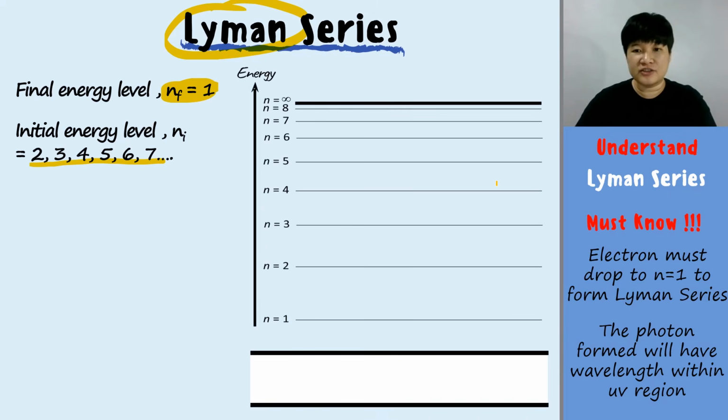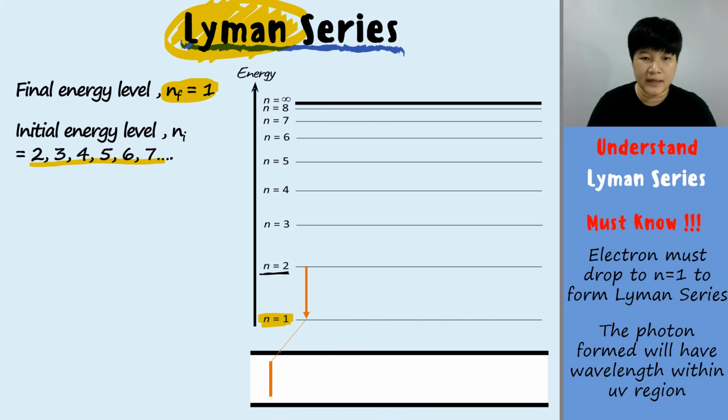Alright? So this is the energy level diagram that I'm looking at. Since we are going for the Lyman series, all the electrons must drop to n equals 1. Look at my energy level diagram. The gap between the energy levels must get smaller. So the first line in the Lyman series must be n equals 2 dropping to n equals 1 and producing the first line. Okay? So this is what we call the first line of the Lyman series.